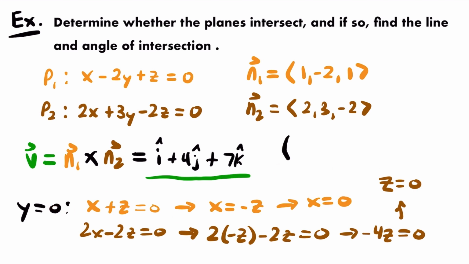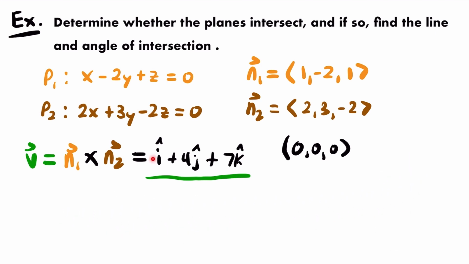All right, so a point on our line will be 0, 0, 0, the origin, and we can use that point along with this direction vector that we found to create a set of parametric equations that represent the line of intersection between these two planes. Okay, and so remember, a set of parametric equations for a line look like this.